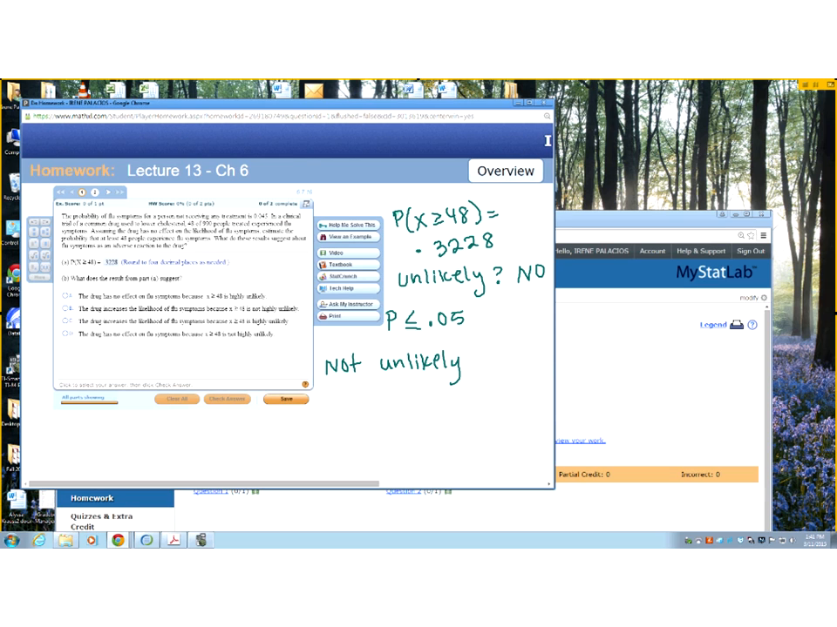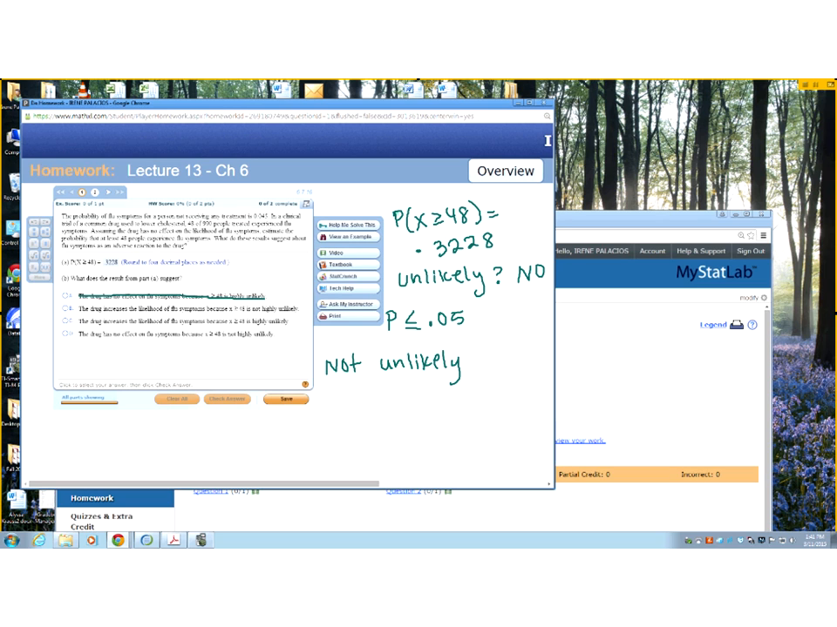So what we look at here is, could this happen by chance? In this case, the probability that X is greater than or equal to 48 is not an unlikely probability. So when you get to choose here, you want to make sure you choose the one that says it's not unlikely. The first one says it's highly unlikely, and that's not what we ended up with. And the last three say it's not unlikely, so it's one of the last three.